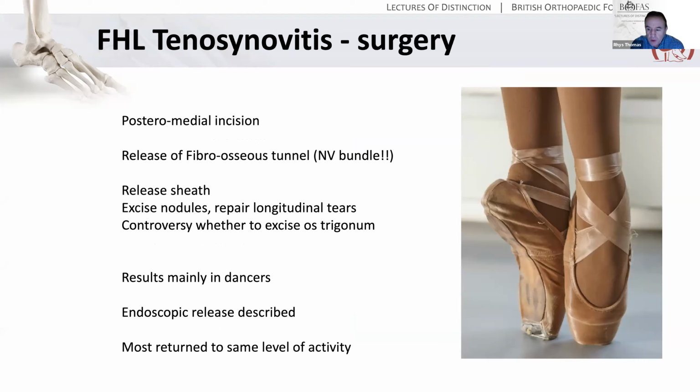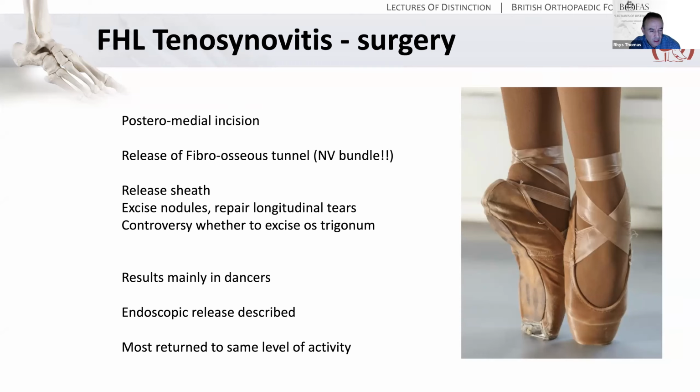So again, we've talked about conservative treatments, which are mainly rest and activity modifications. Obviously, in people like ballet dancers, this can be quite problematic. Any surgery is usually performed through a posteromedial incision, though endoscopic release has also been described fairly recently. You need to identify the FHL and its fibro-osseous tunnel. Remember that the neurovascular bundle isn't a million miles away.